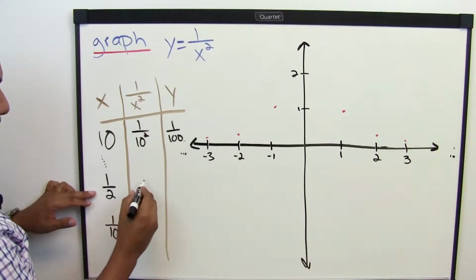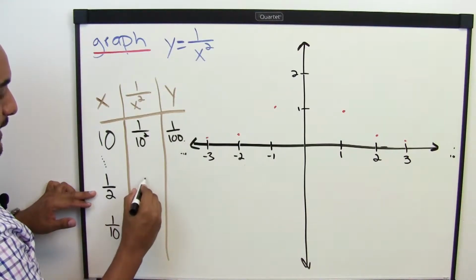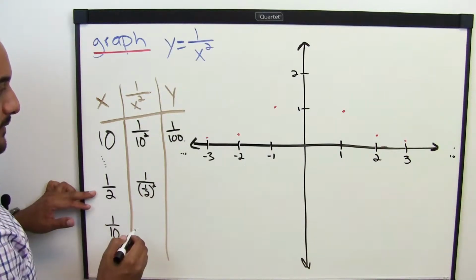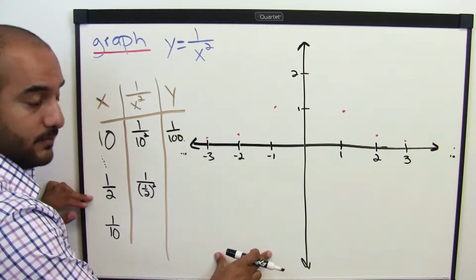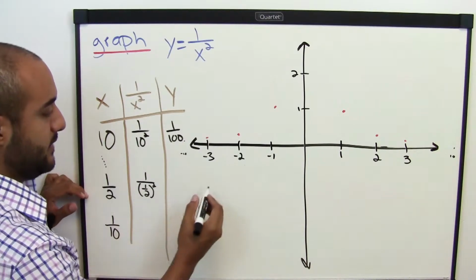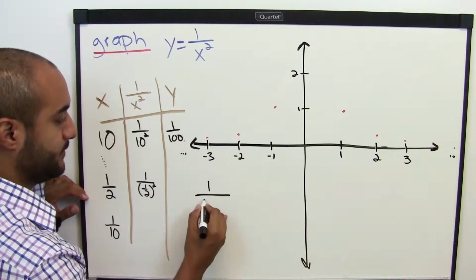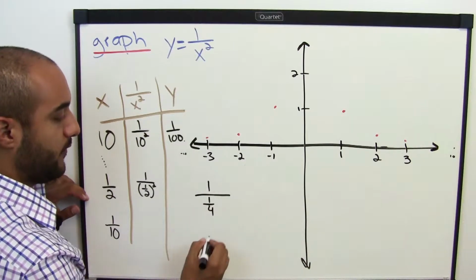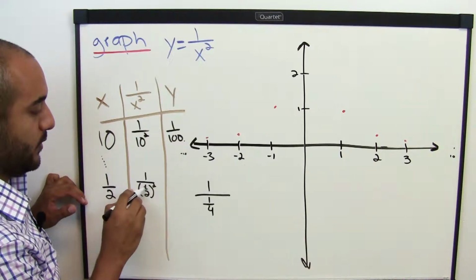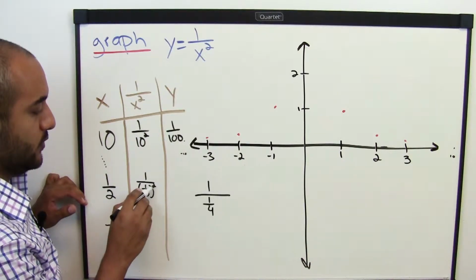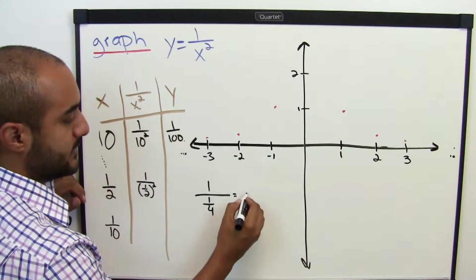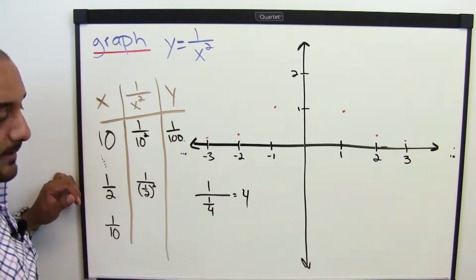I'm going to go ahead and substitute a half in there, so I get 1 over (1/2) squared. You know what, I'm going to simplify it here so that we can do it together. So this becomes 1 over 1/4. Okay, so I squared the numerator. 1 squared is 1. Squared the denominator. 2 squared is 4. 1 over 1/4 is 4. Okay.